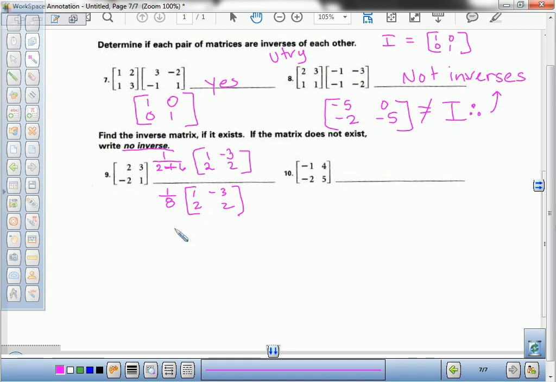Here we're going to distribute the 1/8, do the scalar multiplication. That gives us 1/8, negative 3/8. But then we have 2/8. What does 2/8 reduce to? 1/4. And that's the inverse.